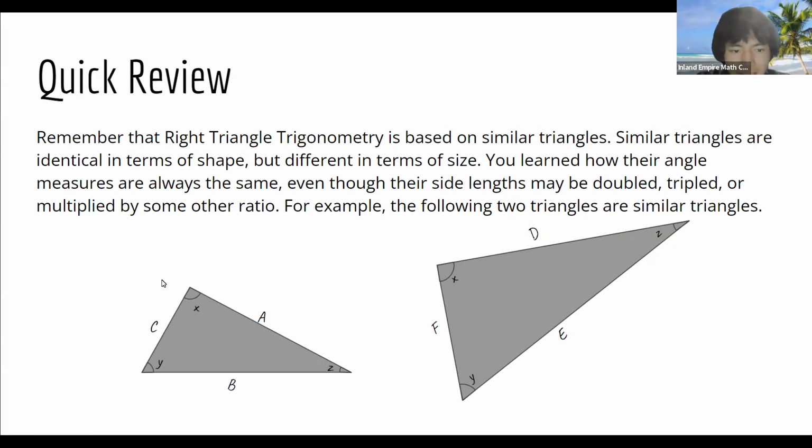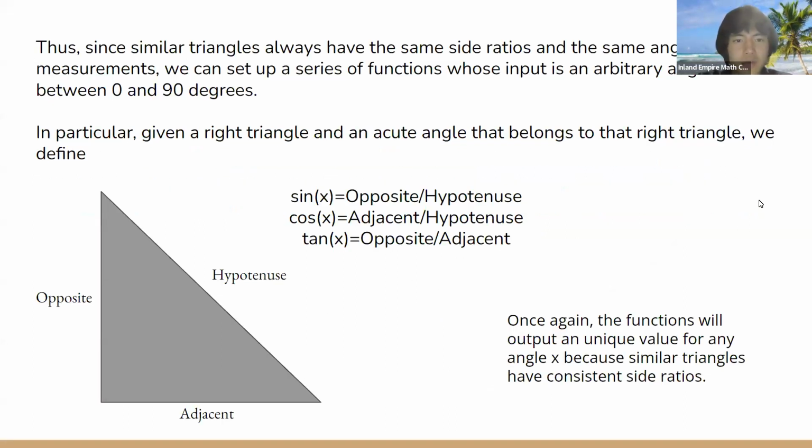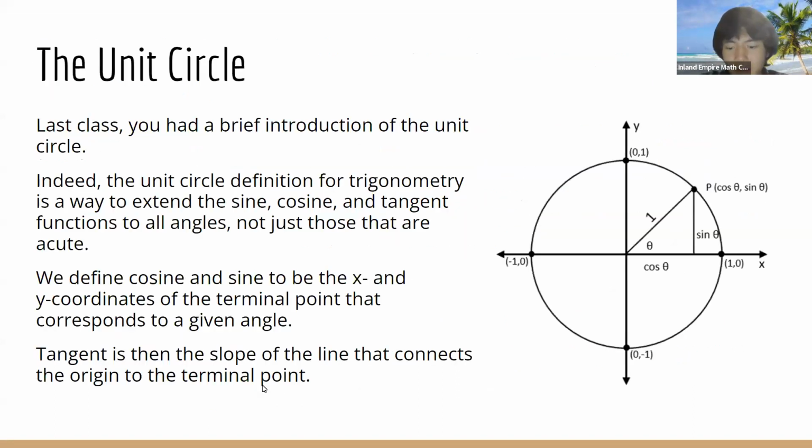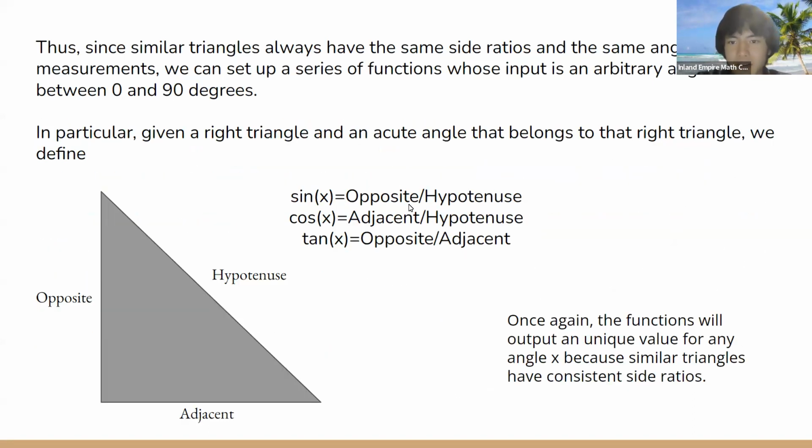So indeed, you can see here that A to D is the same ratio as B to E, right? And maybe if D was 2 times A, then side length E would also be 2 times side length B. So why is this relevant to trigonometry? Well, since similar triangles always have the same angles and also the same side ratios, we can set up a series of functions whose input is an arbitrary angle between 0 and 90 degrees.